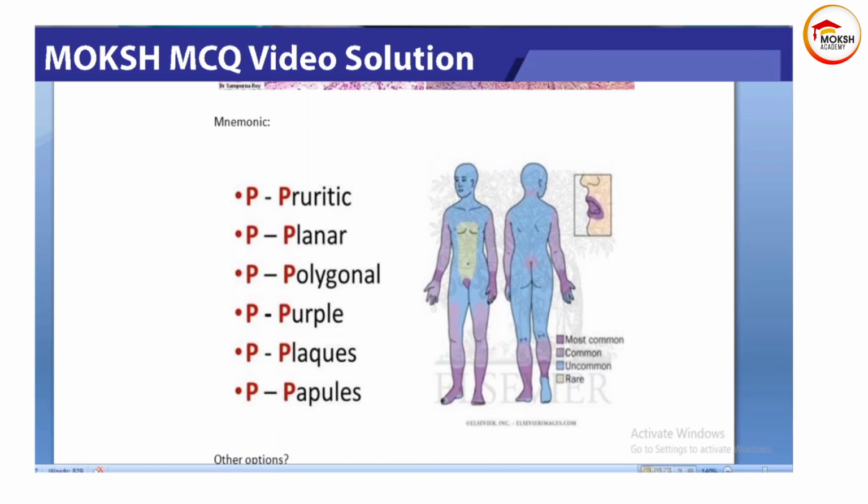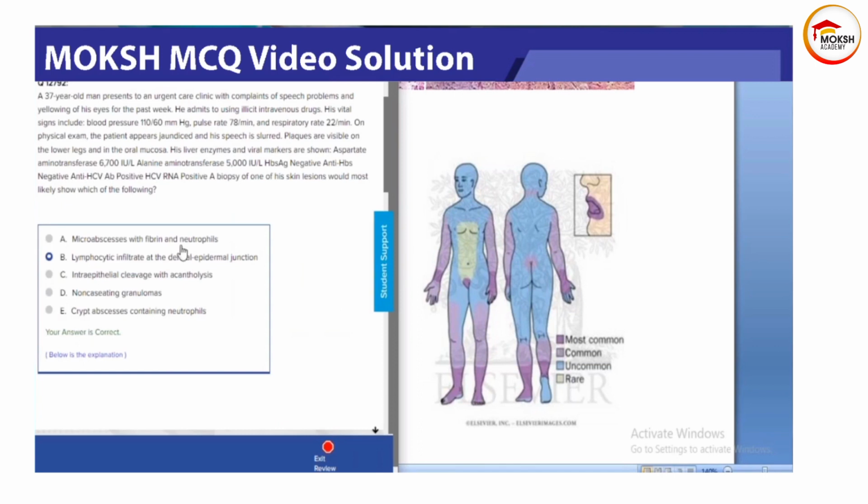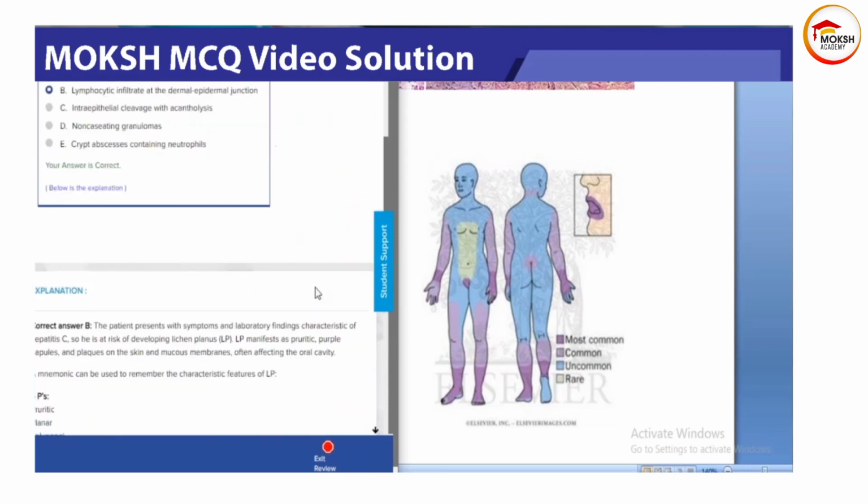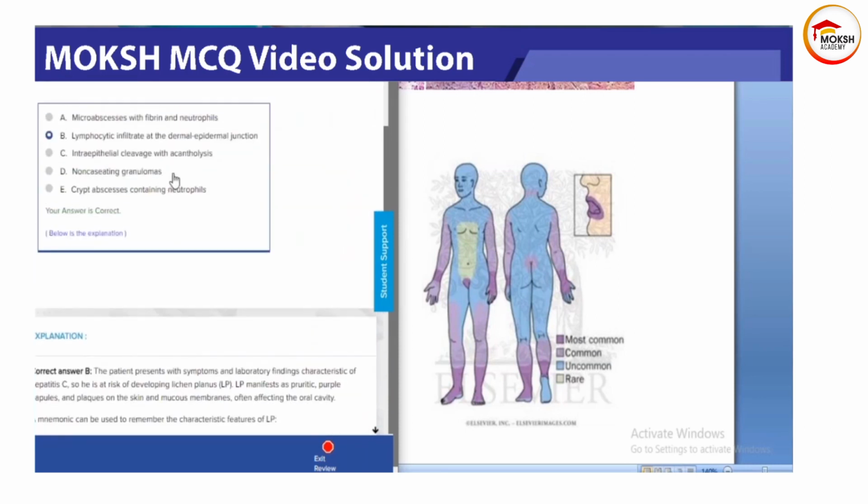Now coming to the other options. Microabscess with fibrin and neutrophils: this is dermatitis herpetiformis. Intraepithelial cleavage with acantholysis: this is pemphigus vulgaris. Non-caseating granuloma: this is Crohn's disease. Crypt abscess containing neutrophils: this is ulcerative colitis.